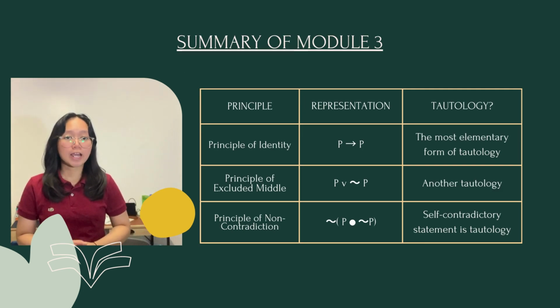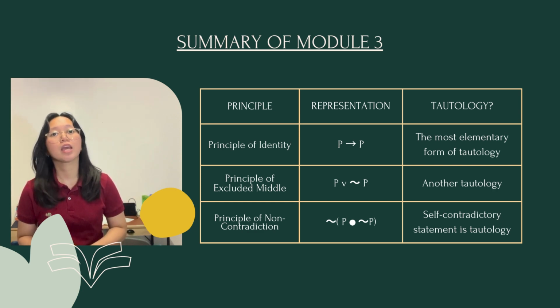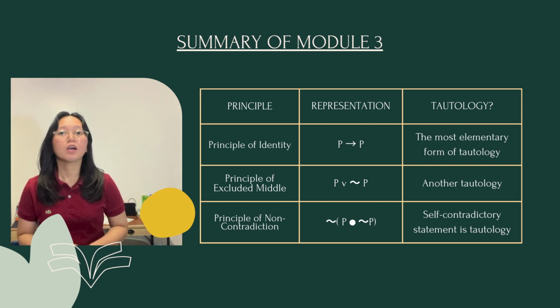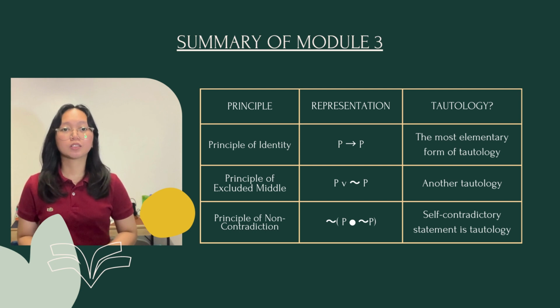Let us now summarize what you have learned in Module 3 using this table. You have learned and recalled the concepts of the three principles, namely the principle of identity, the principle of excluded middle, and the principle of non-contradiction. You have also learned how to represent these concepts using the symbols shown on the second column on your screens, and you have also learned that all of these principles are forms of tautology, meaning that they are always true. Aside from these, you have also learned about the truth tables of conjunction, alternation, conditional, and biconditional, and how to use these concepts on negation and double negation. Lastly, it was also emphasized in this module that the logical form of a deductive argument is logically isomorphic, or the same, with the truth table of the conditional.